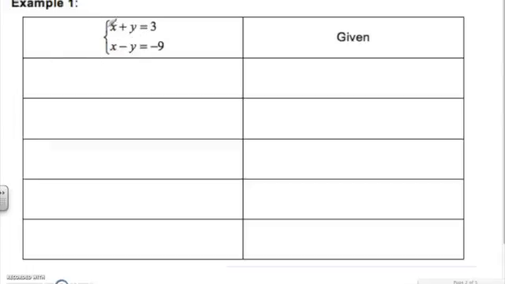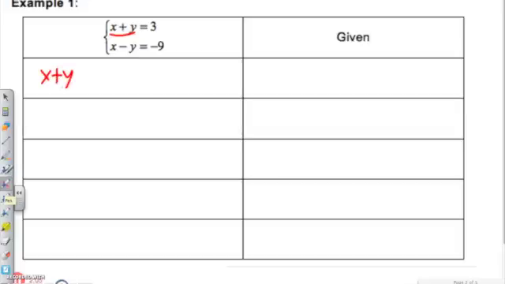So I'm going to write the original x plus y from here, and then I'm going to take the x minus y from here, and I'm going to add that to the left side of the equation. Now remember, with my properties of equality, whatever I do to one side, I have to do to the other. So I still have my 3 on my original equality, and I'm going to add the x minus y to this side as well.